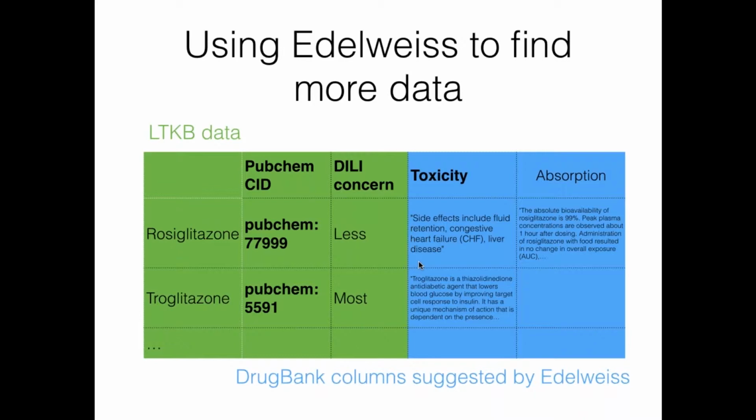So the green columns are the original columns available to me, and the blue columns I've obtained by using Edelweiss. I started by getting the green columns from LTKB, and then by using Edelweiss, I discovered my PubChem columns, and then automatically, based on that PubChem identifier, I get the blue columns from DrugBank. So I get more information about these drugs. DrugBank tells me a little bit about the toxicity and the absorption of these drugs. In addition, there are maybe 10 or 20 other columns we can potentially bring in from DrugBank when we have performed this integration. So I'm just suggesting two columns here.